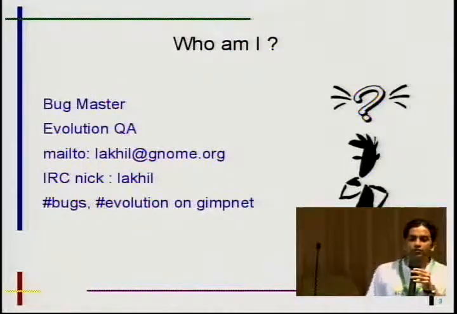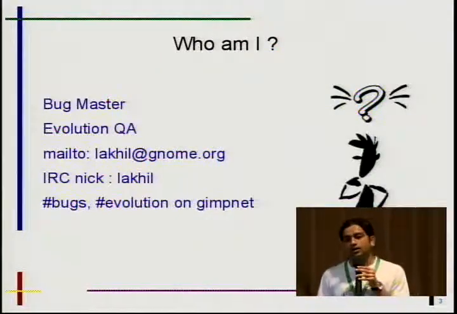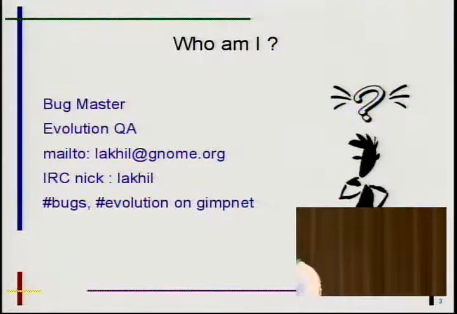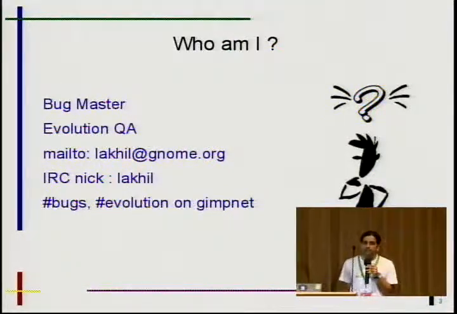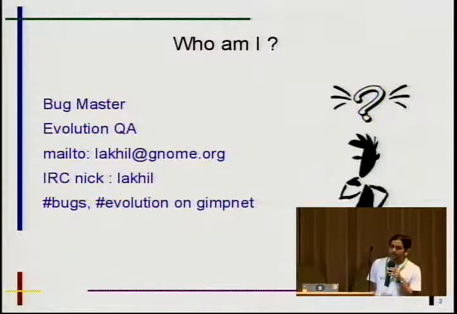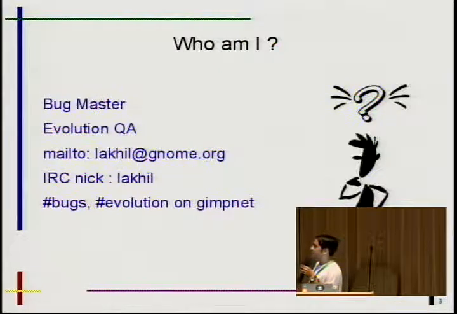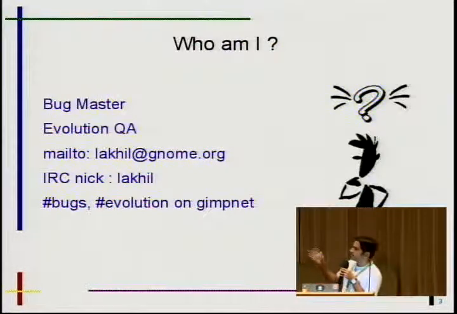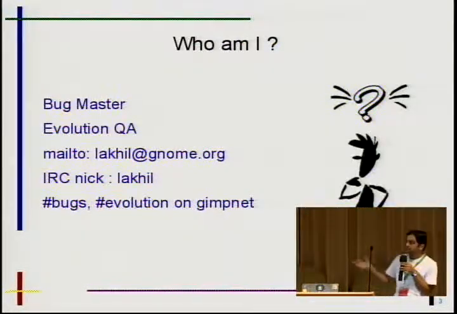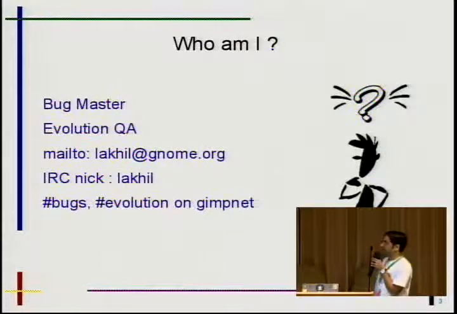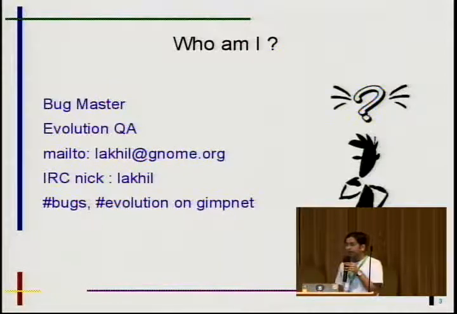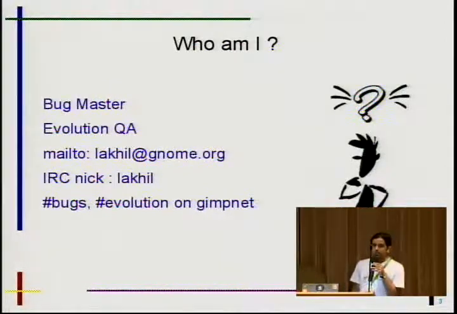If you want to configure your Gmail account, or your Exchange server, or IMAP, you can use Evolution. It supports calendaring, contacts, mailer, everything. And this is my email address. I work for Novell, so lakhil@novell.com, and this is my GNOME contribution ID, lakhil@gnome.org. My IRC nick is lakhil, so you can find me on the #bugs and #evolution channels on GIMPNet.